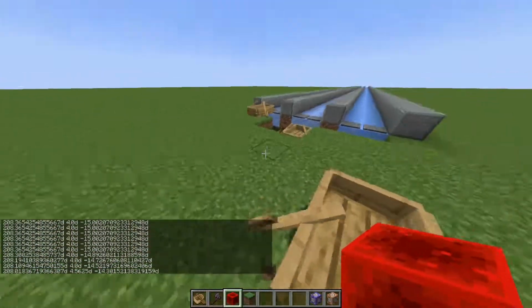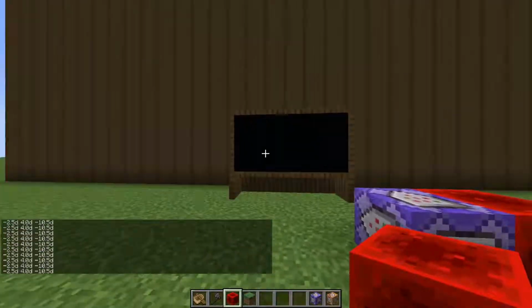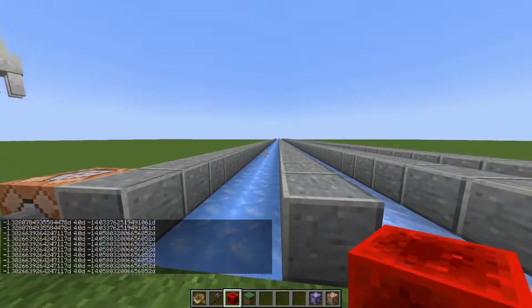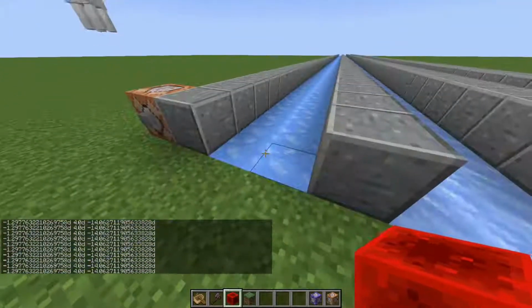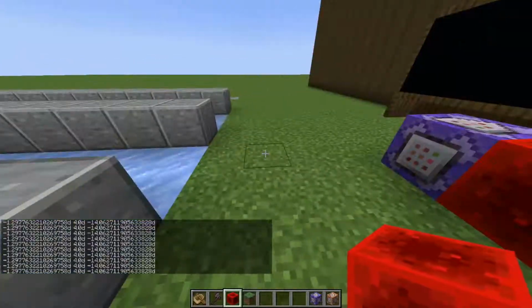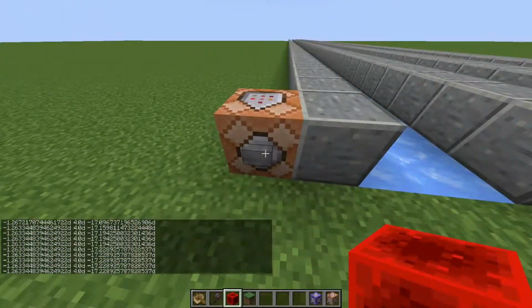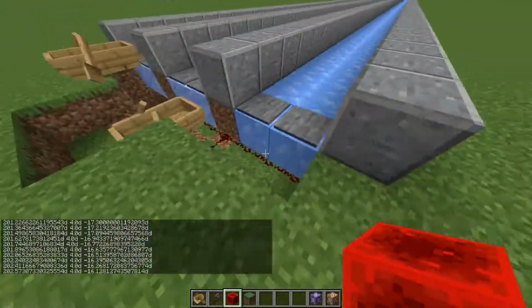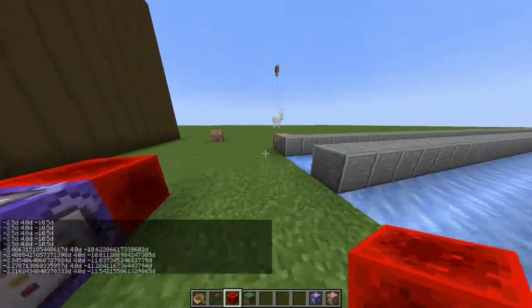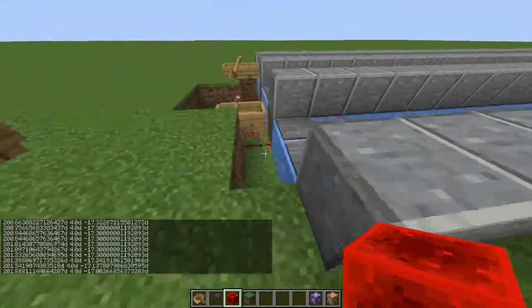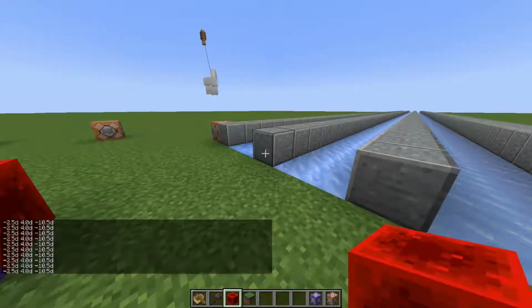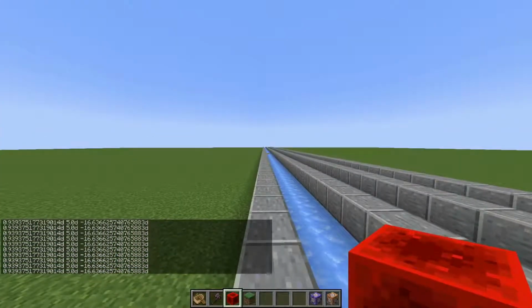This time we actually overshot because we're moving so fast that the pressure plate didn't register us moving over it. We can teleport back there, check, yes, it's actually working. We just went so fast that it didn't register us going over the pressure plate.